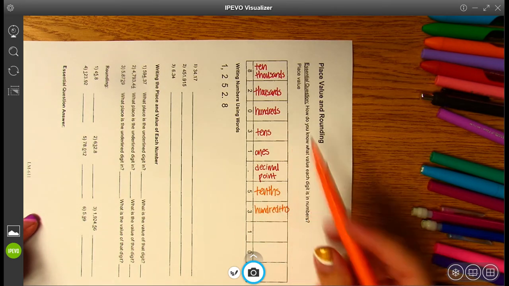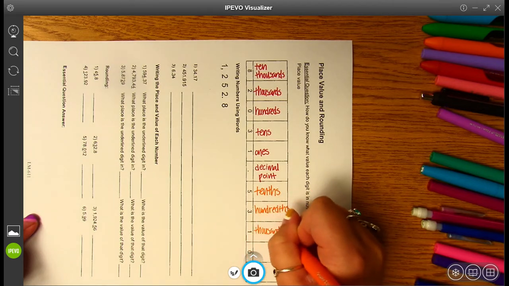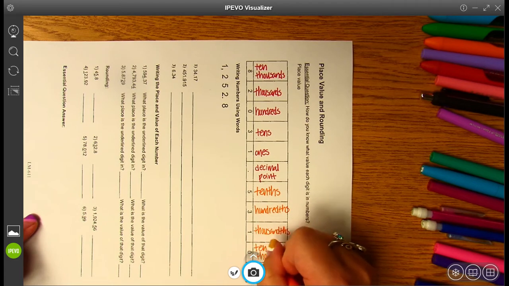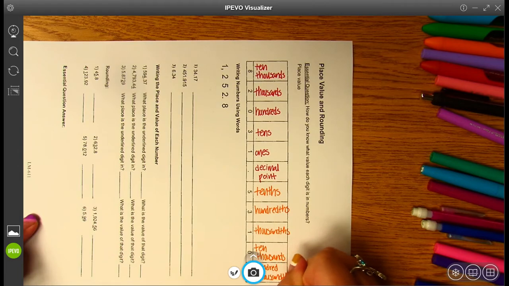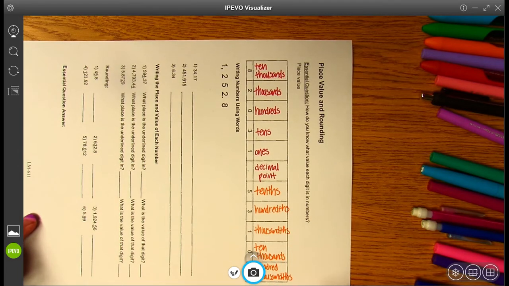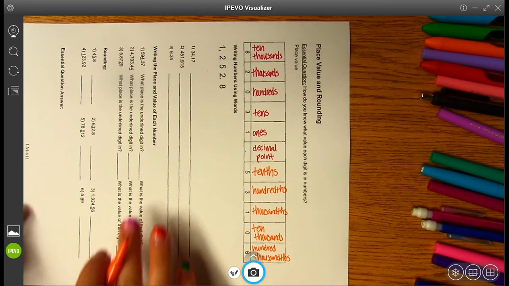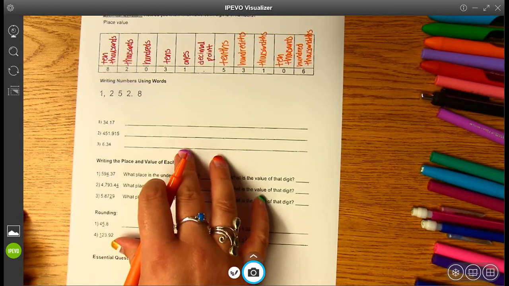So after the hundredths came the thousandths, then the 10,000ths, then the 100,000ths. So that's all the names for my place values that are on the paper. Of course, there's more. They keep going in each direction. Let's go ahead and turn our paper back this way.